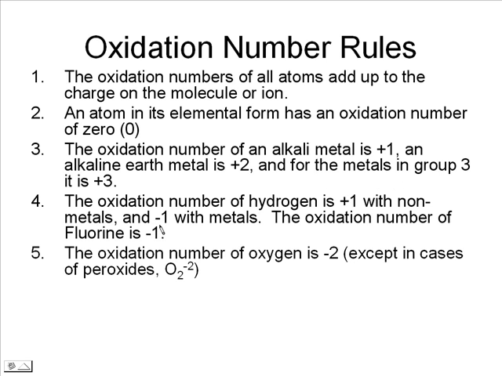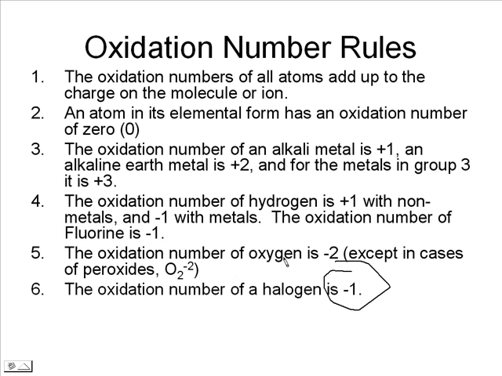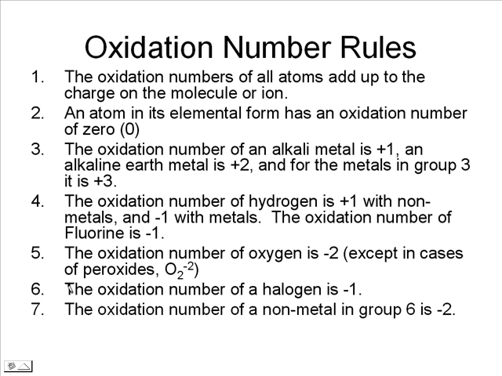Okay, oxygen in general has a charge of negative 2 unless you have a peroxide such as hydrogen peroxide, where the hydrogen is plus 1, therefore the oxygen must be minus 1. And then rule number 6, which comes after rule number 5, is that halogens are minus 1. Notice that fluorine is right here. It is a halogen. Why would they put that here instead of down here with rule number 6?